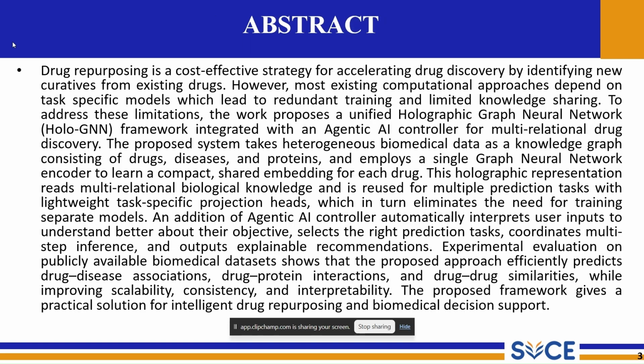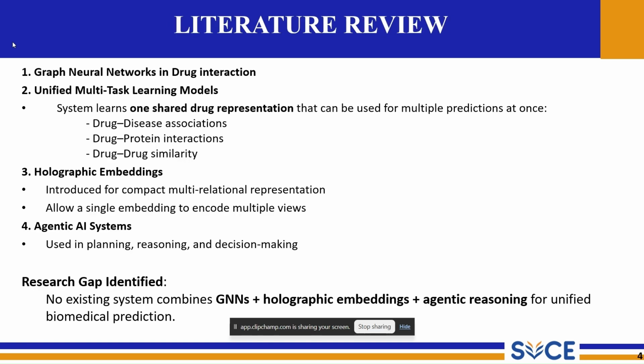And then this is what I told all about. Drug repurposing is a very cost-effective strategy for accelerating discovery, by identifying new therapies from the existing drugs. So this is very important, from the existing drugs. Here we have a unified multitask learning model, which will cover all these three associations, as I already mentioned. It is called a holographic embedding because it captures multiple views: all the relations are captured and stored in the embedding, that is the drug-disease, drug-protein, and drug-drug interaction.